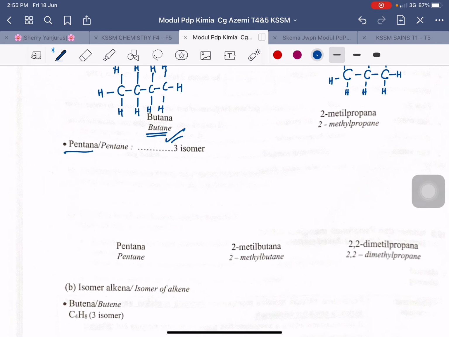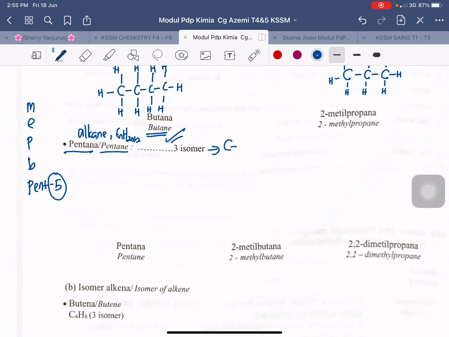Now, pentane. Pentane adalah member yang ke-5. My elephant pergi beli pen. Pen, member yang ke-5. So what is the formula? This is alkane. Alkane punya general formula CnH2n plus 2. Okay, so n dia sekarang adalah 5.